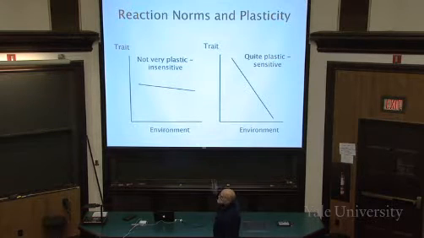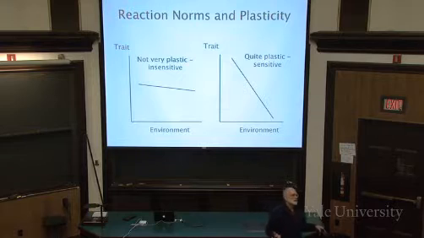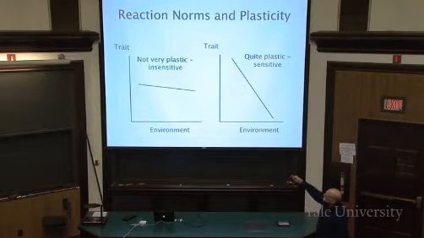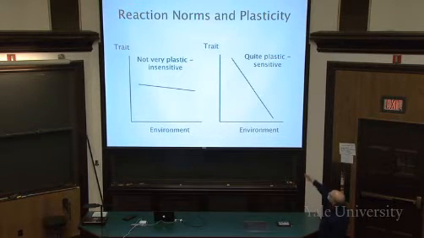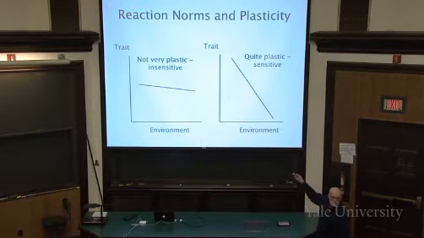We can just look at a sketch of a reaction norm and we get a sense for how sensitive that trait is to changes in the environment. This is not a very plastic trait. It's pretty insensitive, and we can see that because it has a shallow slope. This trait's very sensitive. You change the environment a little, it changes a lot.